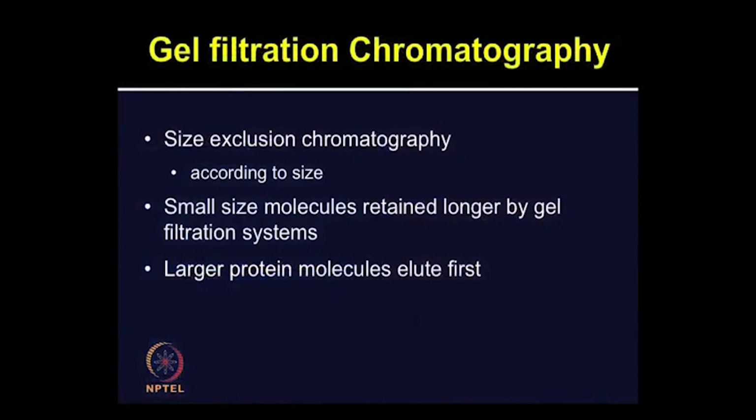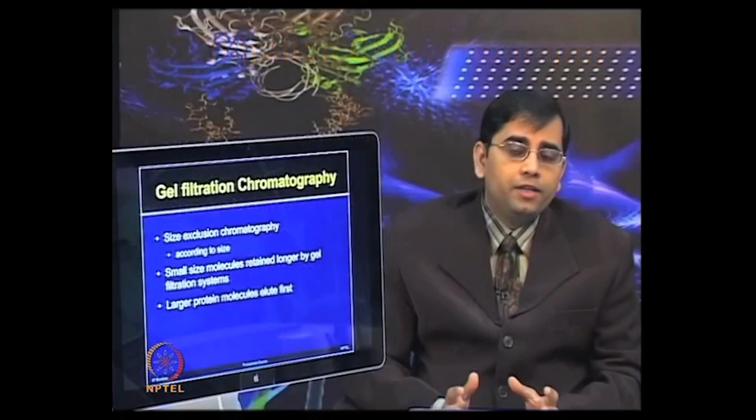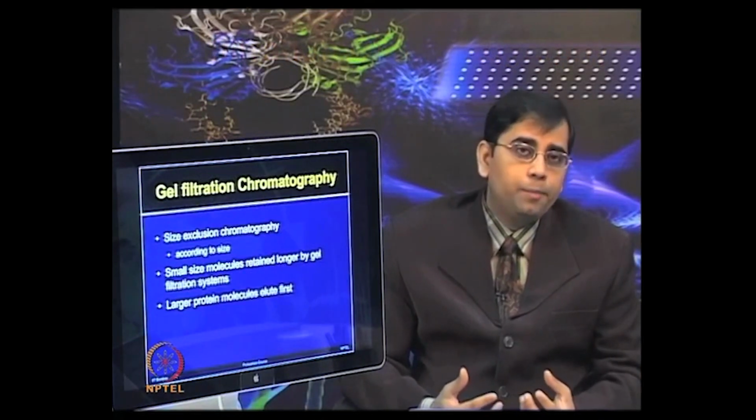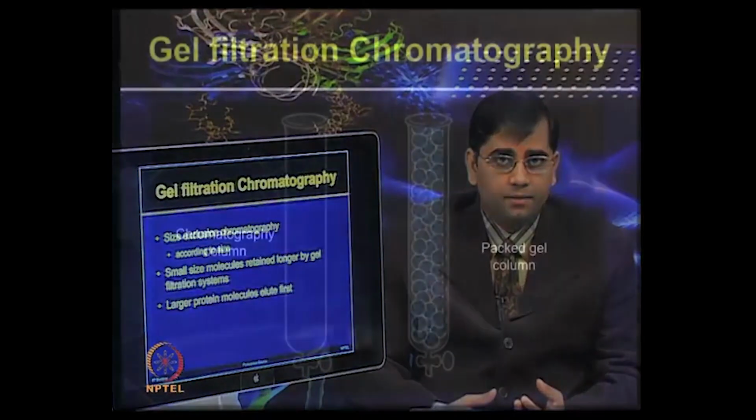So, gel filtration chromatography is also known as size exclusion chromatography. It means the molecules are separated according to their size. Small molecules, such as salt, will be retained longer by the gel filtration system, and larger molecules such as proteins will elute first, because they cannot enter inside the porous beads, and so they can be used to separate proteins based on size.